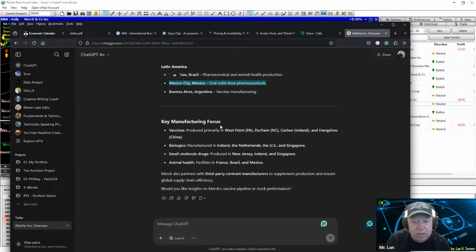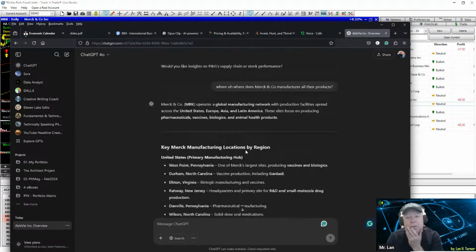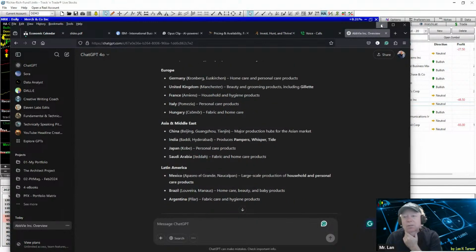Vaccine manufacturing, key manufacturing focus. Vaccines primarily in Pennsylvania, North Carolina, Ireland, and Hangzhou, China. So they will have a little bit of their stuff hit with a 5% tariff.